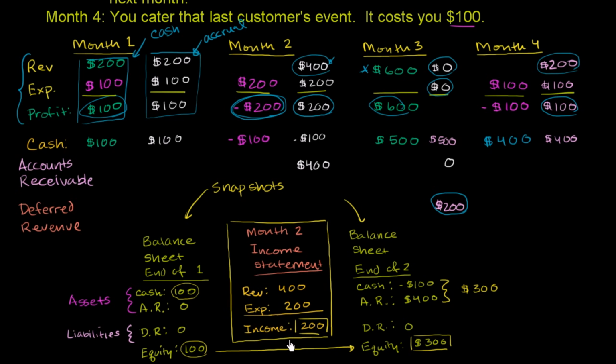Now, there's one thing that you're probably confused by right now. Is how do we reconcile everything with the cash? We know that over this period, we got $200 in income on an accrual basis. But when you look at the cash, we went from $100 positive cash to negative $100 in cash. It looks like we lost $200. So how can we reconcile the fact that we got $200 in income with the fact that we lost $200 in cash? And that reconciliation is going to be done on the cash flow statement. And I'll do that in the next video.